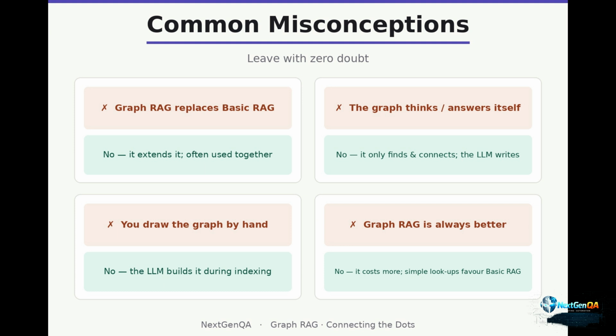Misconception 3. You must draw the graph by hand. No, the LLM builds it for you during indexing by reading your documents and extracting entities and relationships automatically. Misconception 4. GraphRAG is always the better choice. No, it costs more to build and run. For simple direct lookups, basic RAG is often the smarter and cheaper pick. More power is not free.